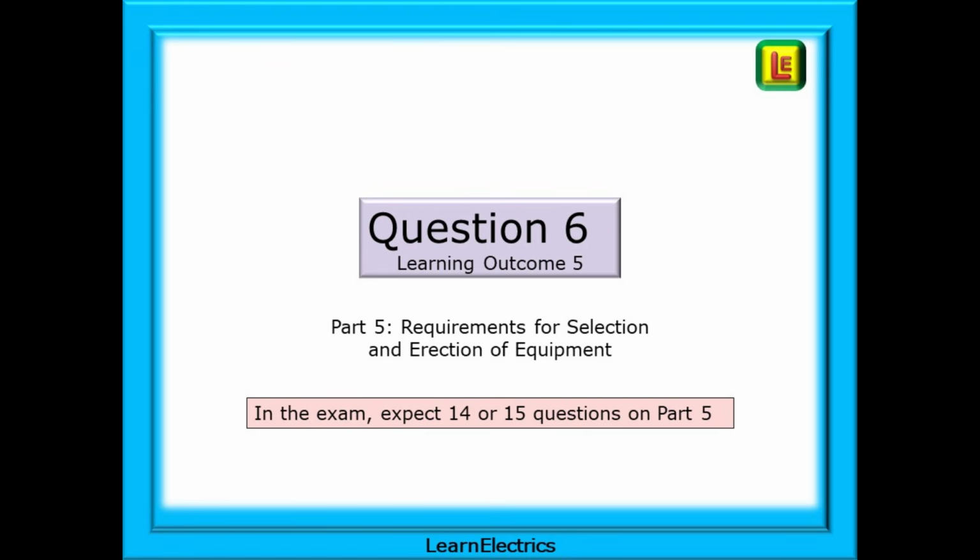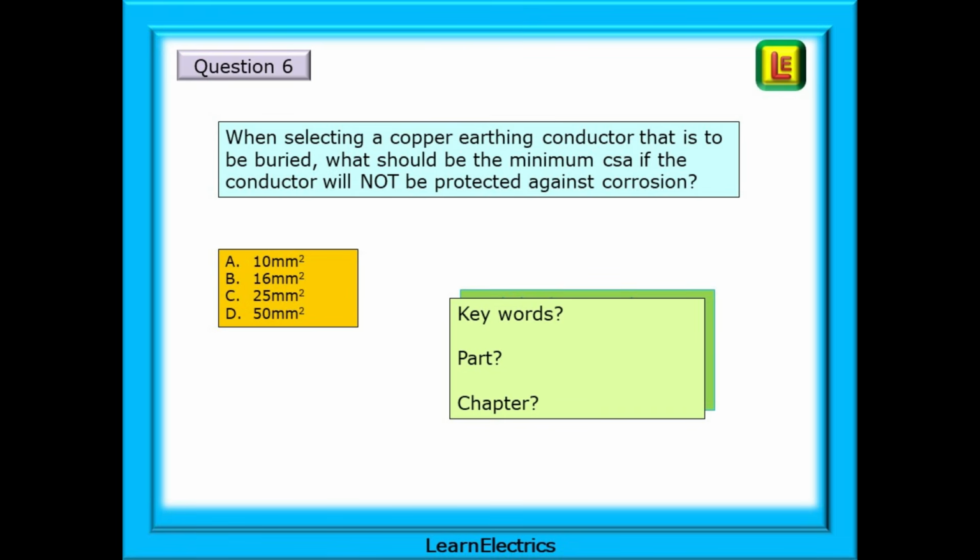On to question 6, to do with part 5, understanding the requirements for selection and erection of equipment. In the exam, expect 14 or 15 questions on part 5, about 25% of the exam questions. We are asked, when selecting a copper earthing conductor that is to be buried, what should be the minimum CSA if the conductor will not be protected against corrosion?